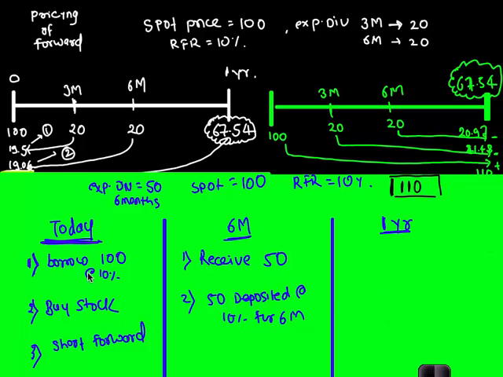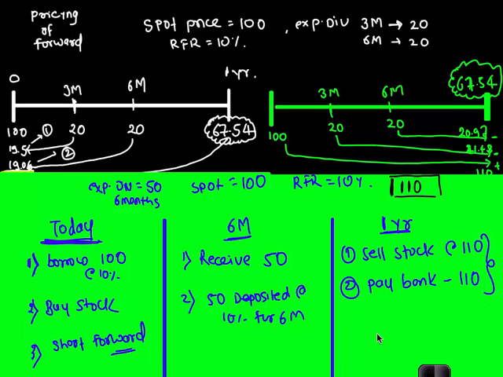After 1 year, you will sell the stock at 110 because you anyways have a forward to sell. Then step number 2, you will pay to the bank how much? 110. So your liability is taken care of. And then you will keep for yourself roughly 52.5 approximately. It will be slightly less than that, precisely 52.44, because the bank will pay us interest at 10% for 6 months. So this 52.44 is your arbitrage.